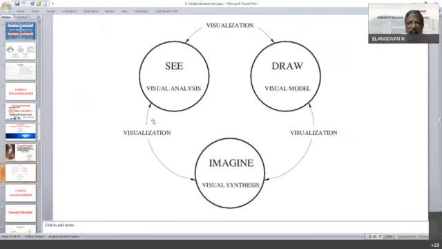Disciplined imagination, the model building and the practice are all connected together. What I see, I put it into the model. So see or read, draw that, and then imagine, synthesize, and again try to visualize that. That is the cycle of this model building. So why are we doing model building?